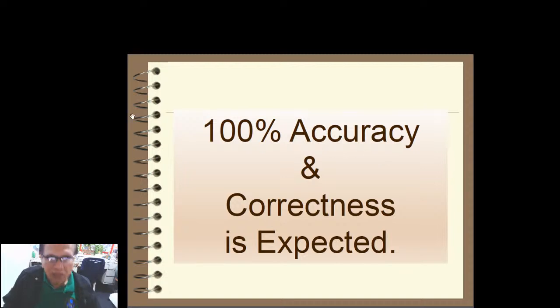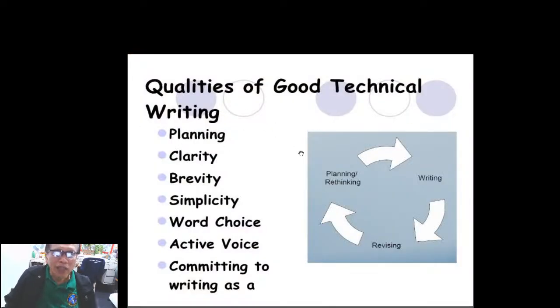Okay, again, sabi nga nila 100% accuracy ang kailangan, and correctness is expected. So they expect na tama yung nilalagay mo. Unless informal lang sulat mo, Tagalog, ganun, hindi ka hahanapan ng masyado. Pag nag-English ka, hahanapan ka na dapat perfect na English, okay? So qualities of a good technical writing: planning, clarity, brevity, maigsi, simplicity, simple lang siya, hindi paikot-ikot. Word choice, active voice, kasi may passive voice, may active voice. Committing to write essay.